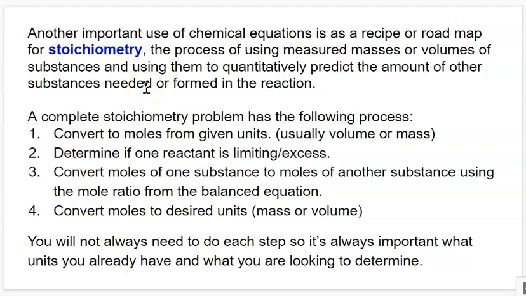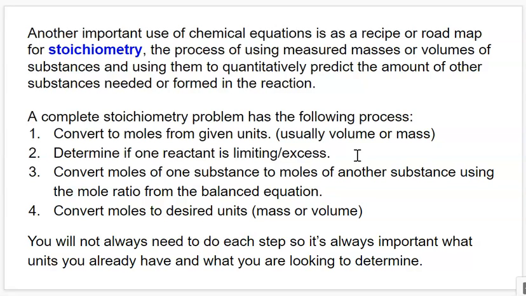So for stoichiometry, the general process for mostly any full stoichiometry problem is, first, you're going to convert your measured value that's either in volume or mass into moles so that we can directly compare the ratio. And then we're going to determine if one reactant is either limiting or in excess, because that's going to control how much product we can make. Because as soon as something runs out in the equation, it's going to stop happening.